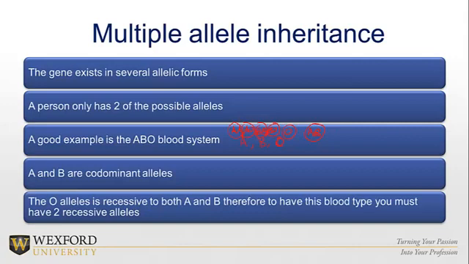So once again, A and B are codominant. However, O itself is recessive. It's recessive to both A and B. So the only way you're going to be type O, which is, like I said, what I am, is to be OO. Should have represented that up here, OO. It's the only way you're going to be type O.